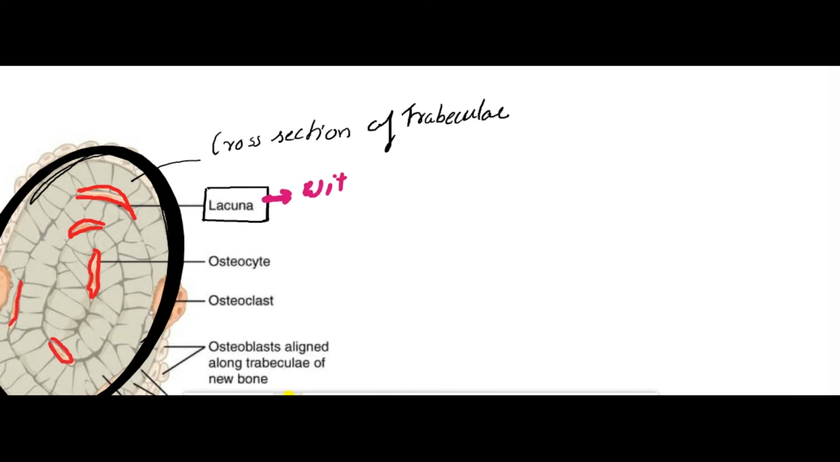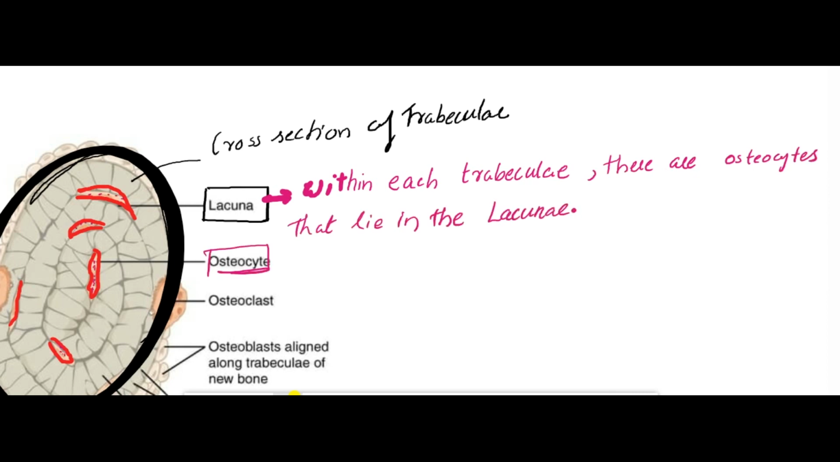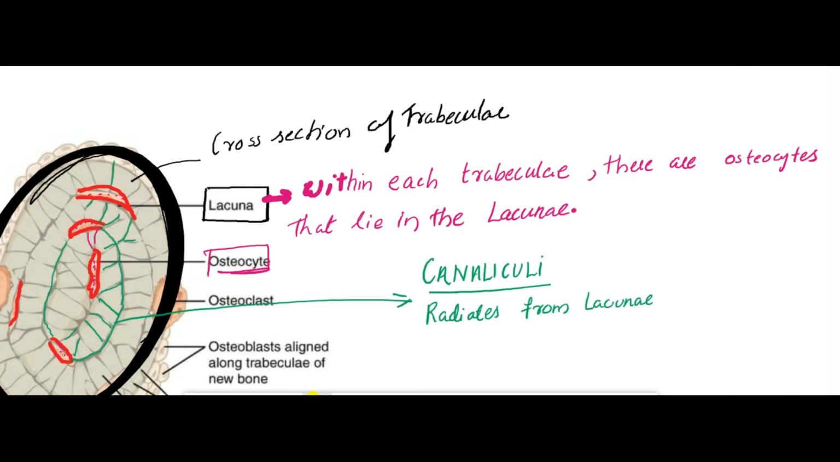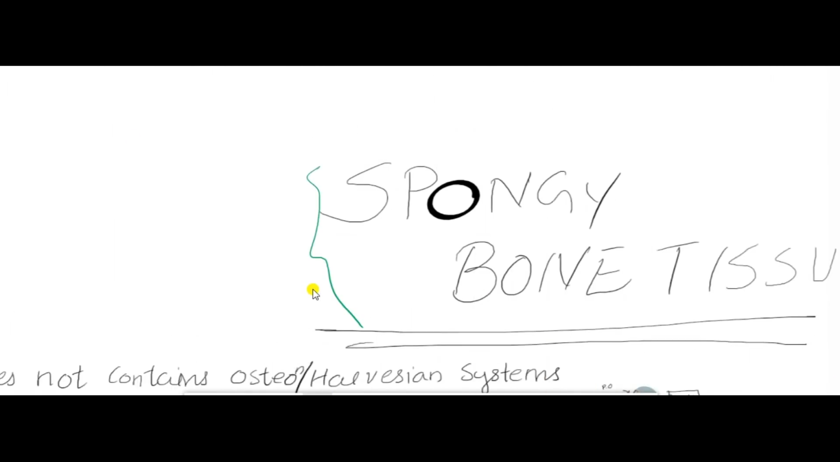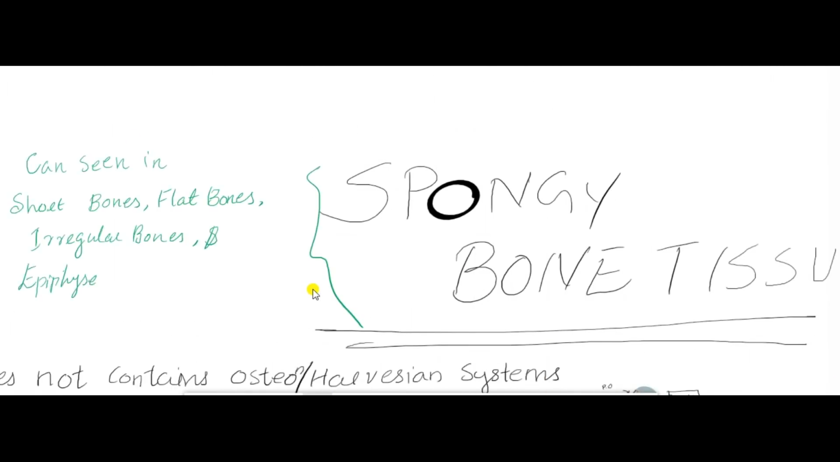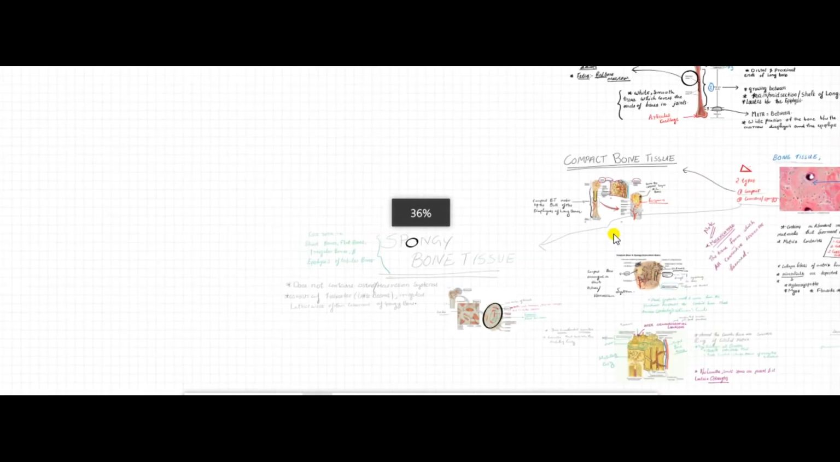Within each trabecula, there are osteocytes that lie in the lacunae. Osteocytes are present in the lacunae. We can see some green color that is known as canaliculi. They radiate from the lacunae. Spongy bone can be seen in short bones, flat bones, irregular bones, and the epiphysis of tubular bones. Okay, friends. Thank you.